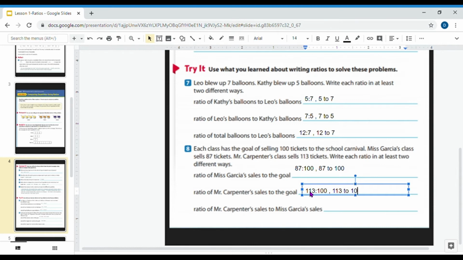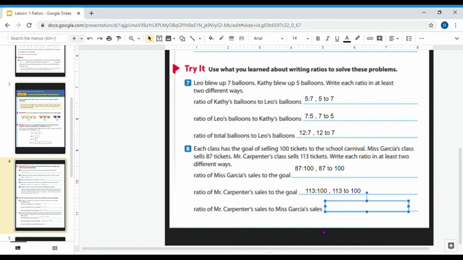And my final problem on page 4 is the ratio of Mr. Carpenter's sales to Miss Garcia's sales. Mr. Carpenter sold 113 tickets using my colon. Miss Garcia sold 87 tickets. And writing that 2 ways, 113 to 87.